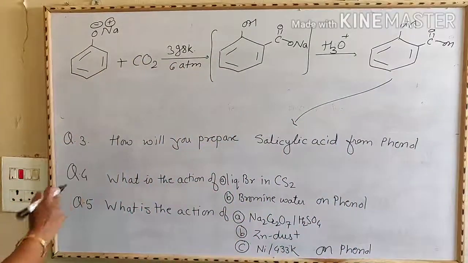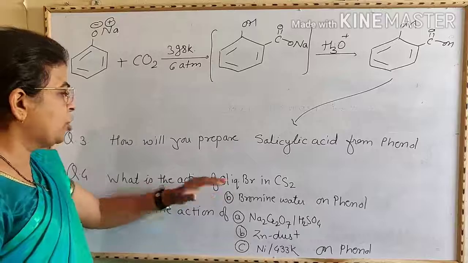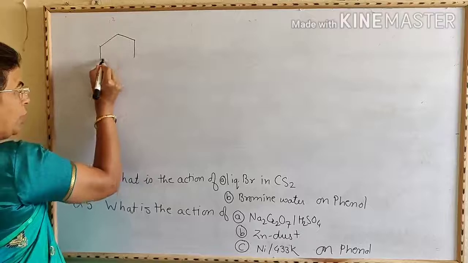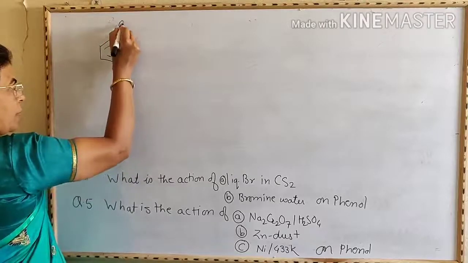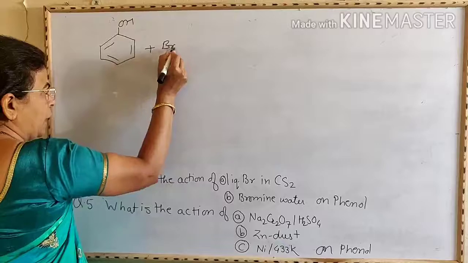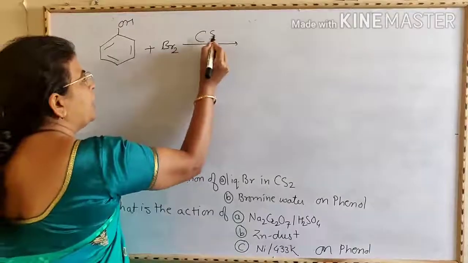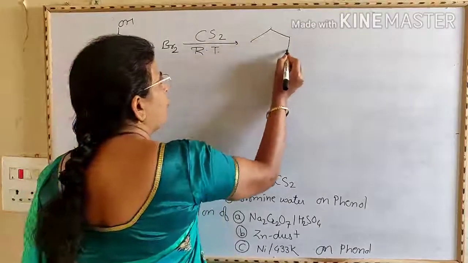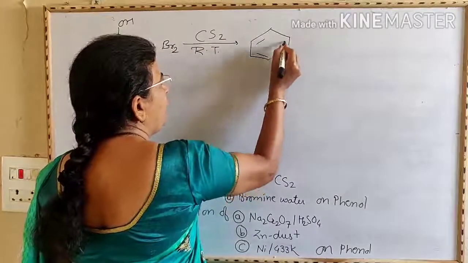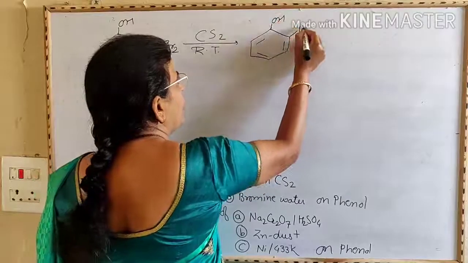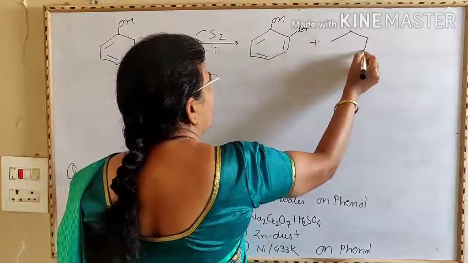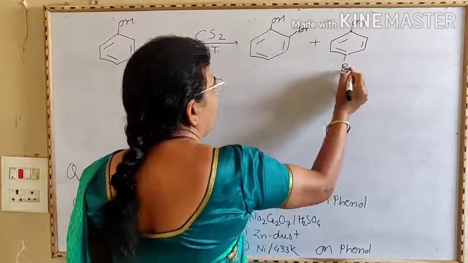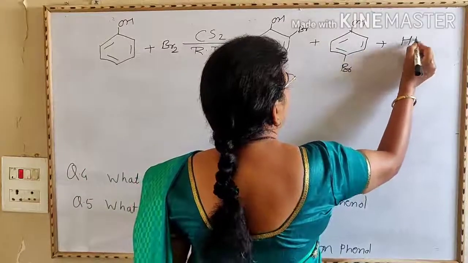Now we are going to see the fourth one. What is the action of liquid bromine in CS2? Now here, when phenol is treated with liquid bromine in presence of a solvent like carbon disulfide at room temperature, then we get a mixture of orthobromophenol and parabromophenol, plus HBr.